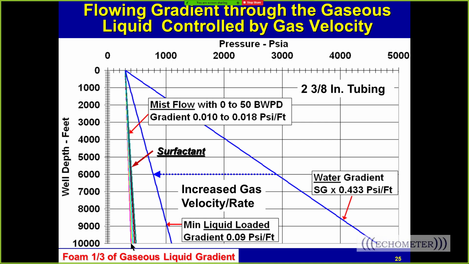If it's gas flow, this is 0 barrels of liquid, and this is 50 barrels of liquid. So the mist flow is 0 to 50 barrels right there, and it slightly increases the gradient based on the amount of liquid present. And if you add surfactant, you can move this line from here, liquid loaded, over to the mist gradient line.